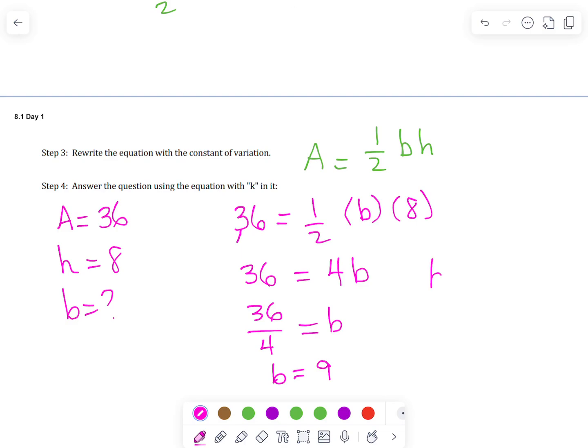So what did we just find? We found the base of the triangle to be 9 meters when we give you the area and the height.